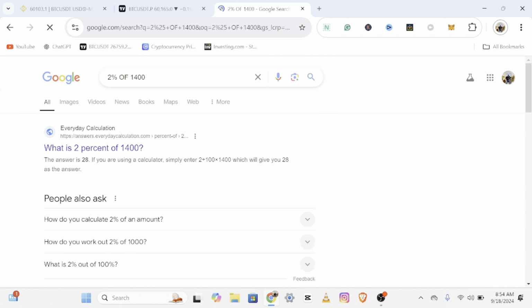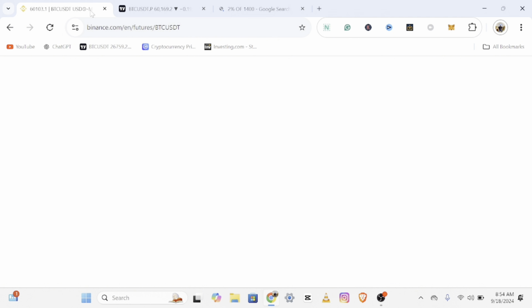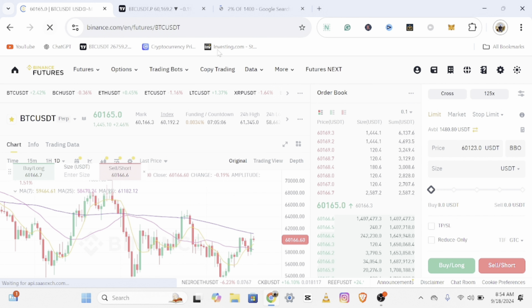So you can type in 2% of 1,400, so that will be 28 USD. So we are using 28 USD to take the trade. So I'll go to my Binance. Let's refresh the page so you can see the amount here.